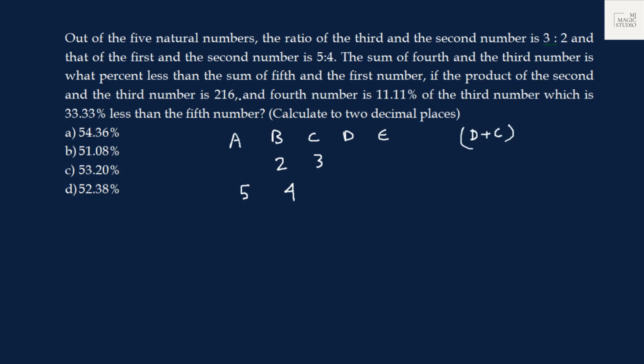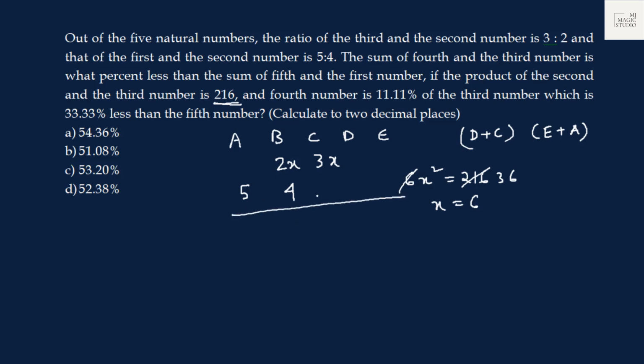is what percentage less than sum of fifth and the first number if the product of second and the third number is 216. That means 2x into 3x, that is 6x square is 216, that is 36. Value of x is 6. So our second number is 2 into 6, 12. Third number is 3 into 6, 18.